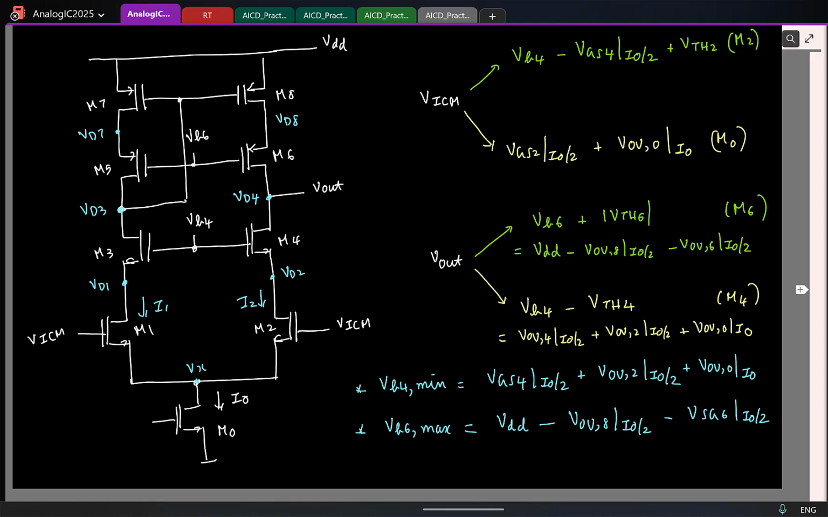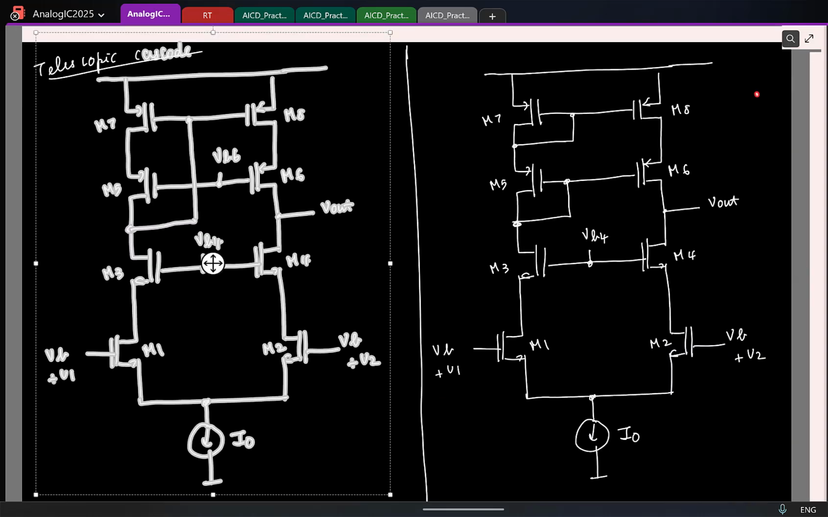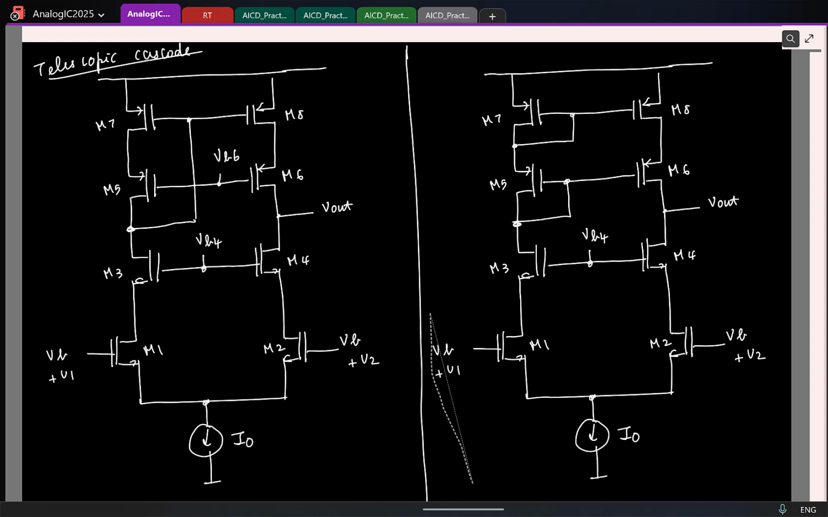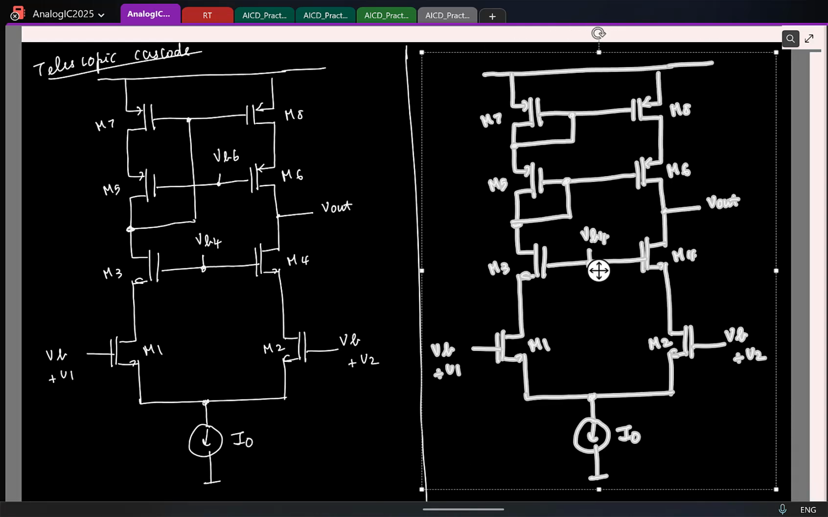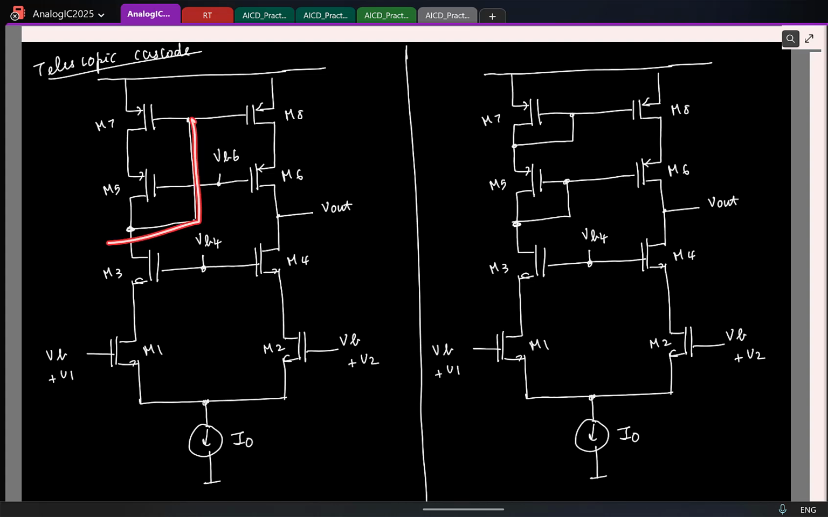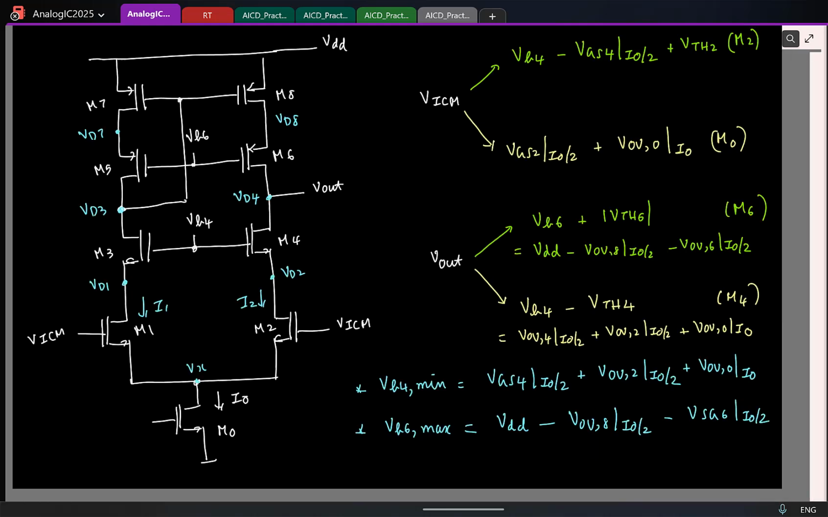So now let me show this variant. In the last class, we also saw we can generate the bias voltage this way. That is, instead of doing this direct connection, I can also do this. So let's look at the second candidate also and see what is good or what is bad.